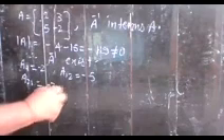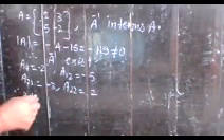The value of A11 is minus 2. The value of A12 is equal to minus 5. The value of A21 is minus 3 and the value of A22 is equal to 2. So the adjoint of A can be written as minus 2, minus 5, minus 3 and 2.